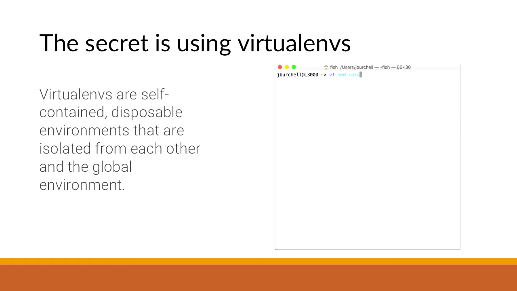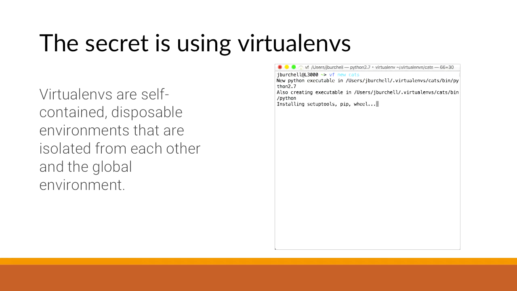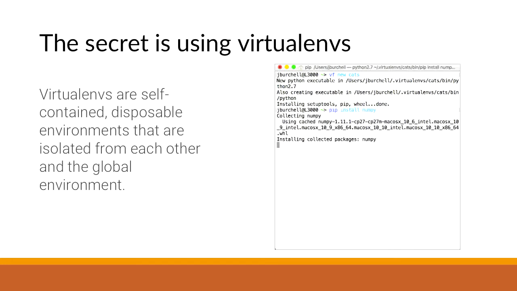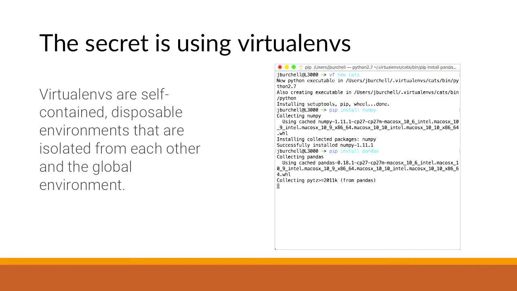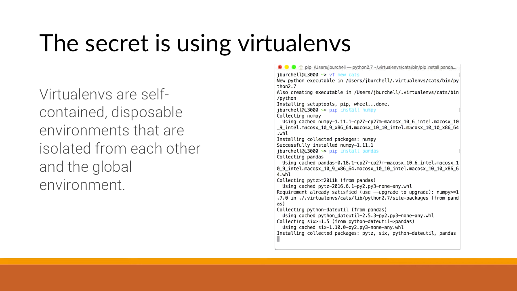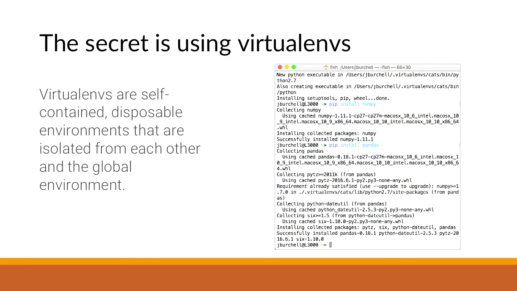So to initialize the virtualenv, you simply type bfnew and the name of the virtualenv, in my case cats. So you can see I'm installing all the packages using pip, just as I would in the virtual environment. And it really is just that easy. So I just wait for that to all install.